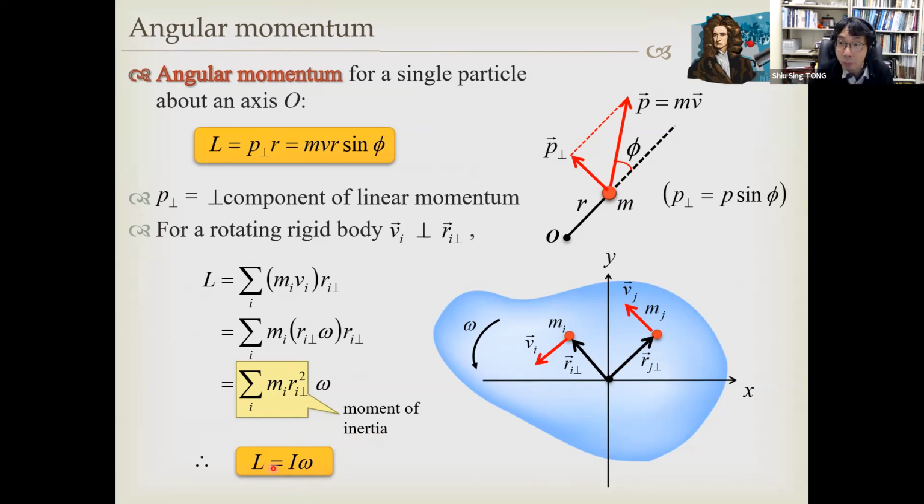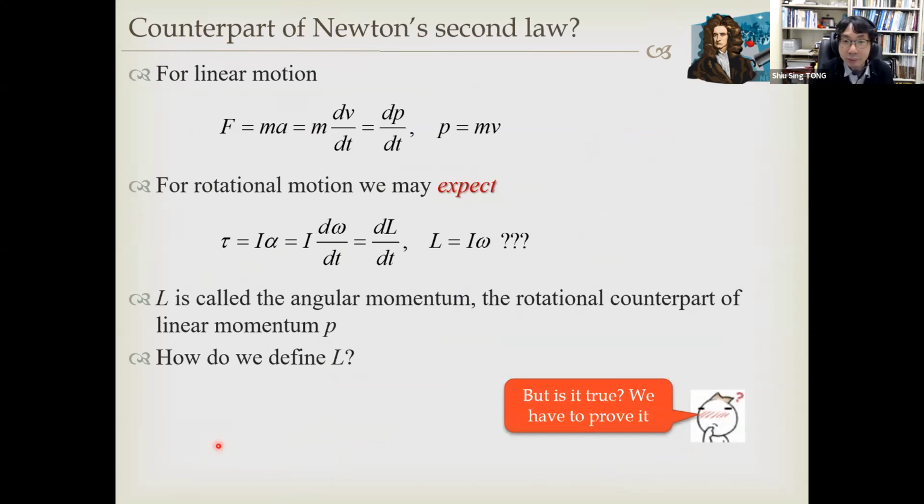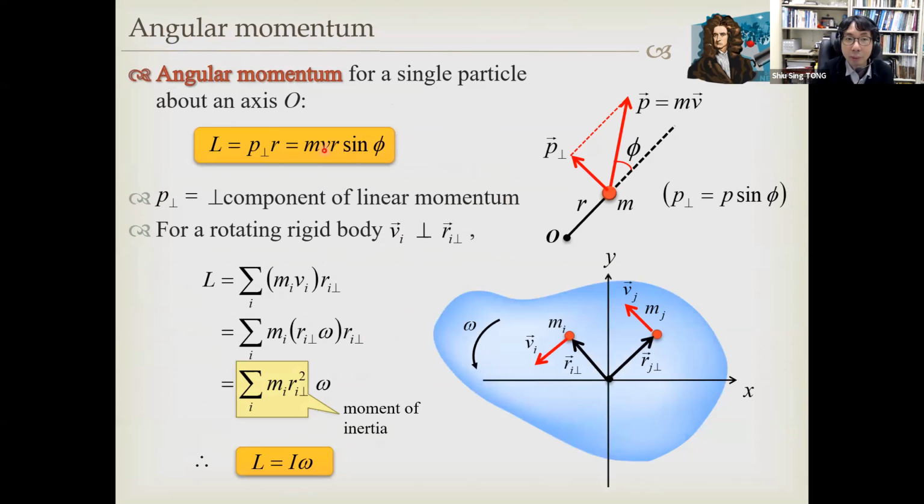And that is exactly what we expect, right? We expect something like this, right? I omega is L. L is angular momentum. So we succeeded in defining L to be I omega. If we define the angular momentum like this for a single particle, then eventually for a system of particles, we got the angular momentum as the moment of inertia multiplied by the angular velocity of the object. Okay.